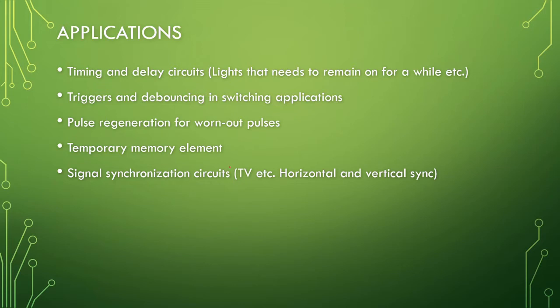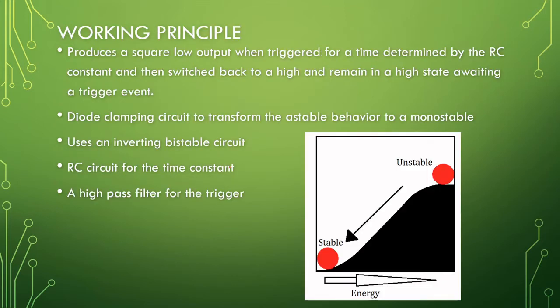It can also be used as a temporary memory element. So if a trigger happens somewhere, the state of that trigger can be kept for minutes, hours, even before it auto resets. It is also used in signal synchronization circuits. For the old TVs, you have a horizontal and a vertical synchronization signal, and you can use a monostable to trigger those. So let's have a look at the working principle.